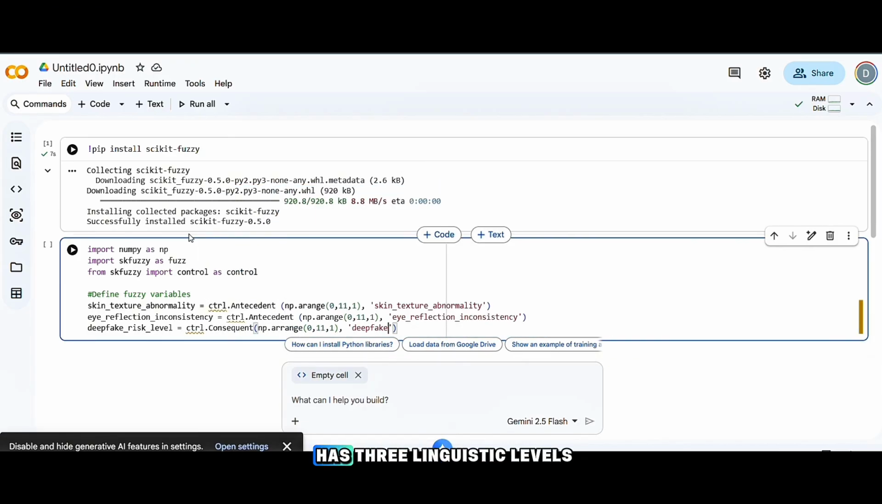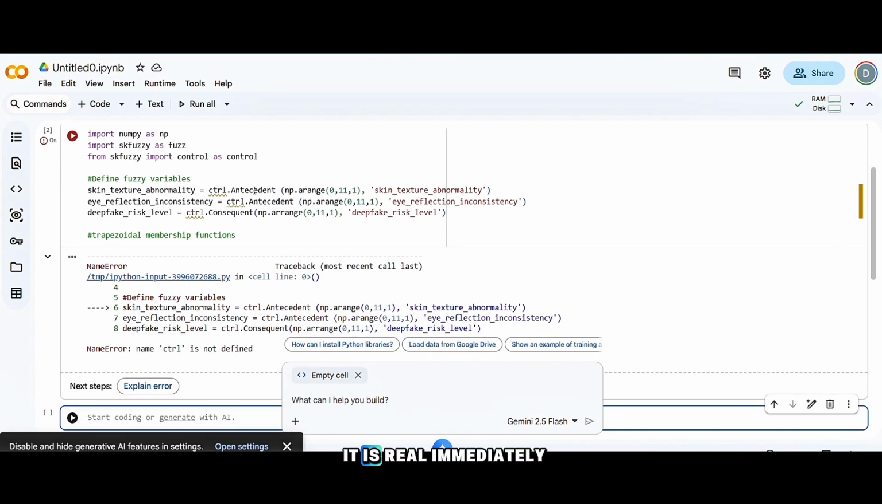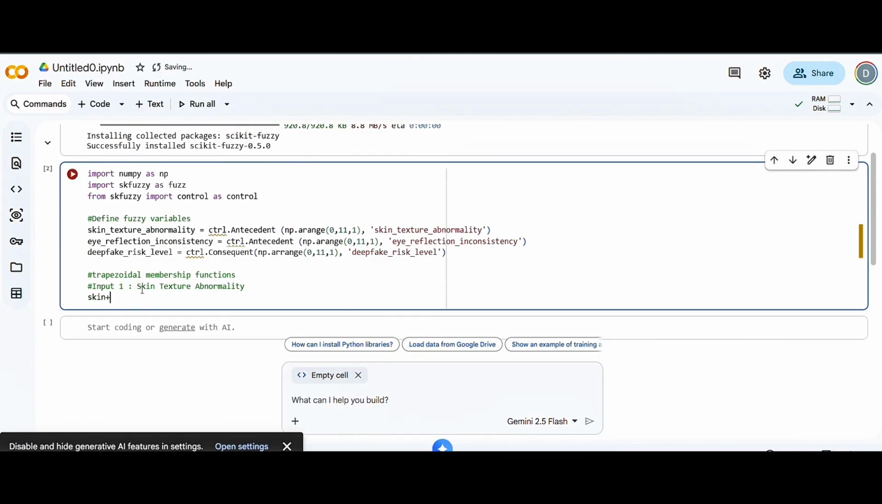Each input and output has three linguistic levels: low, medium, and high. We use this because in real checking, we don't usually say immediately that it is fake or real. There are degrees, so fuzzy sets let us represent that gradual uncertainty. Now we will show the membership function live. Here's the plot for input 1, skin texture abnormality. We can see three membership functions, low, medium, and high, and they are trapezoidal.